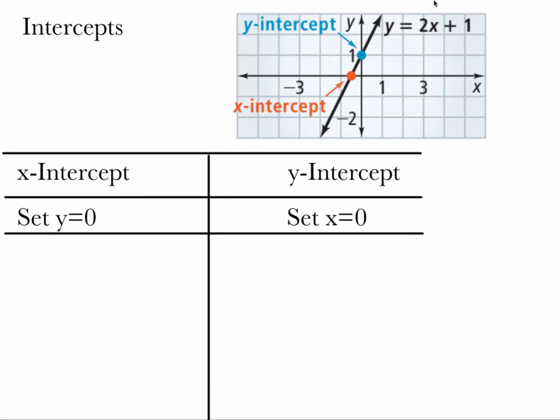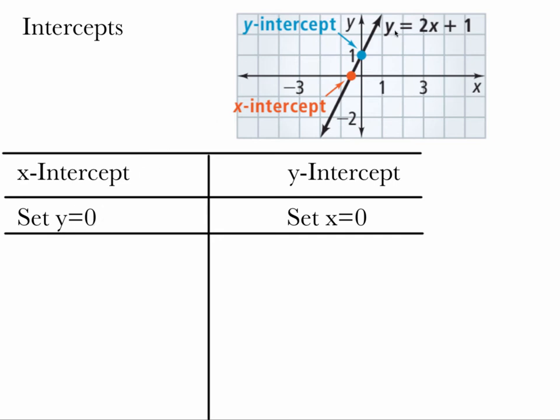Let's look at what the intercepts are. The intercepts are where the curve intercepts or crosses the axis. So the x-intercept is where it crosses the x-axis. And of course it crosses the x-axis where y is equal to 0.